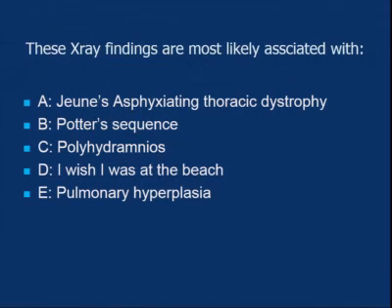So these X-ray findings are most likely associated with what? Jeune asphyxiating thoracic dystrophy, Potter's sequence, polyhydramnios, Potter's sequence, I wish I was at the beach, Potter's sequence, or pulmonary hyperplasia. So what's the correct answer?